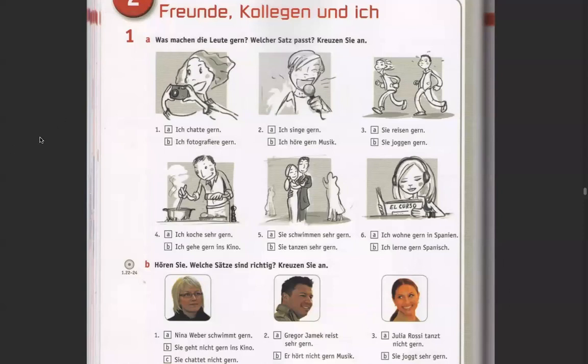Okay, let's do this first today. Was machen die Leute gern? Welcher Satz? Gesundheit. When somebody sneezes, you say Gesundheit. Gesund means health. Heit means good health. Gesundheit.